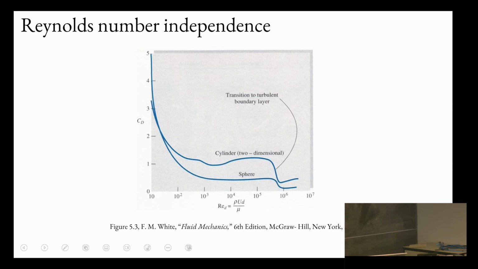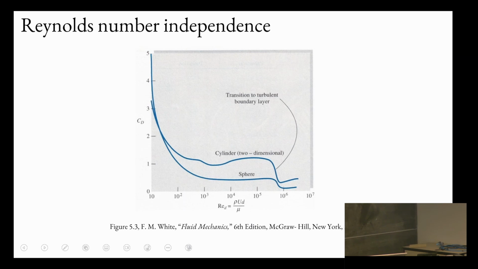Same thing for the cylinder, which fluctuates a little more, but there's a little bit of independence that maybe could be assumed in this regime, or it depends how accurate of an estimate you're trying to get. If you're trying to get a really precise estimate, you probably want to be really careful about assuming Reynolds number independence. But if you're trying to get that plus or minus 25% number, you might be able to assume that in some cases.